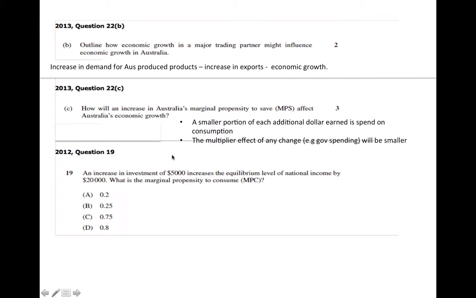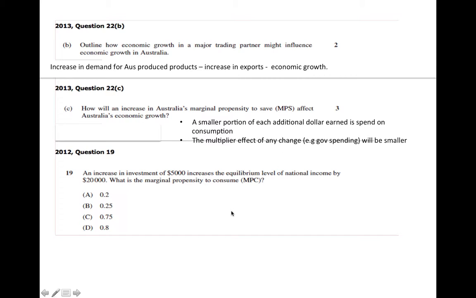And then the other thing you could also say is the multiplier effect of any change will be smaller. So if more people are saving, the amount of times it is passed through the economy or is multiplied will be smaller. Okay, so remember that's an increase in MPS. These are the things that you can talk about in your answer.